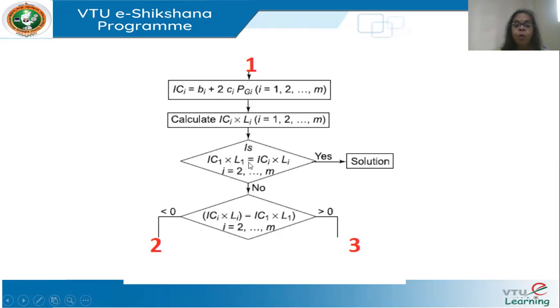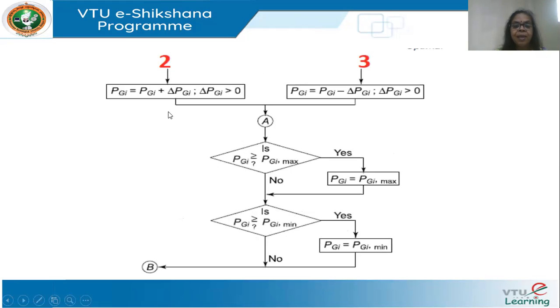I told you, whenever the cost is more, you reduce the generation, and when the cost is less, you increase the generation. So at 3 it is more, and at 2 it is less. If it is less, increment the generation. So delta PGI is greater than 0, so increase the generation of that particular generator. If it is high, then you decrease it. So PGI, you put a minus delta PGI, or you can put a plus delta PGI, and delta PGI is negative, either way.